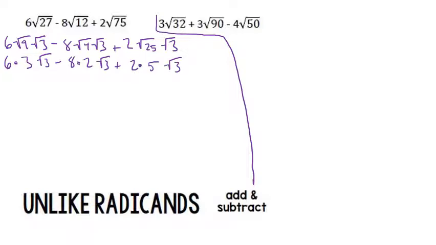Simplify the perfect squares. 6 times 3 is 18. Bring the root 3 with. 8 times 2 is 16. Bring the root 3 with. And 2 times 5 is 10. And bring the root 3 with. I have 3 like radicals. I can add and subtract those.